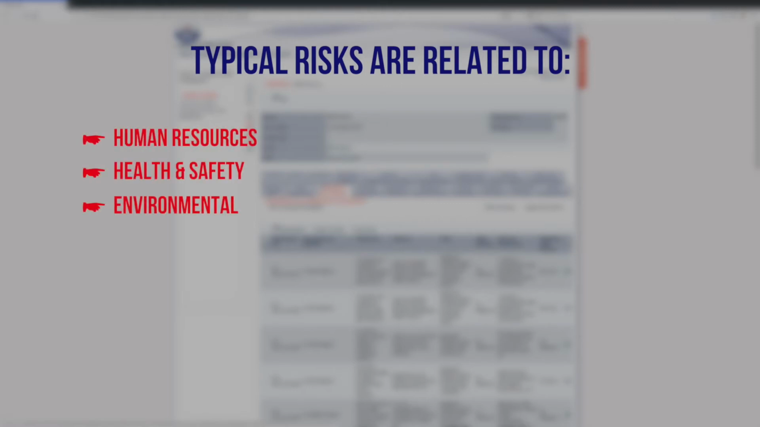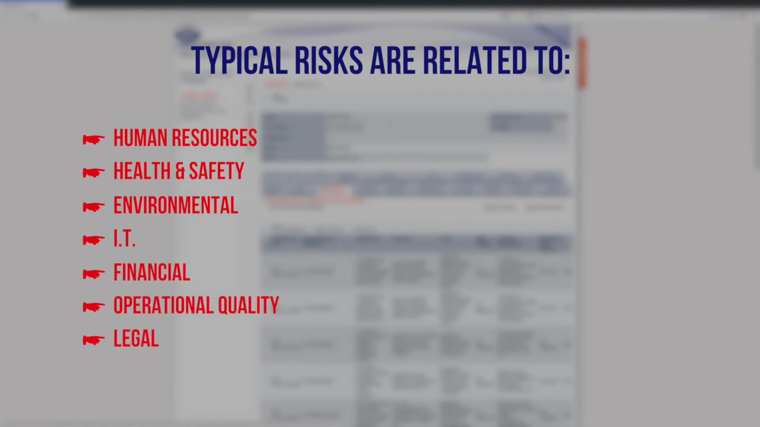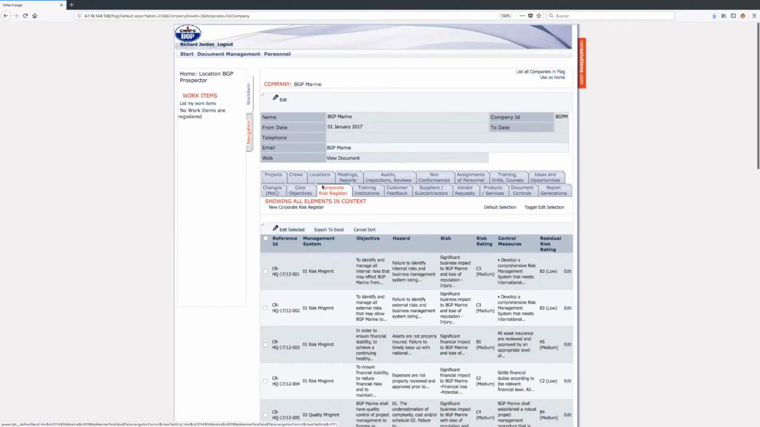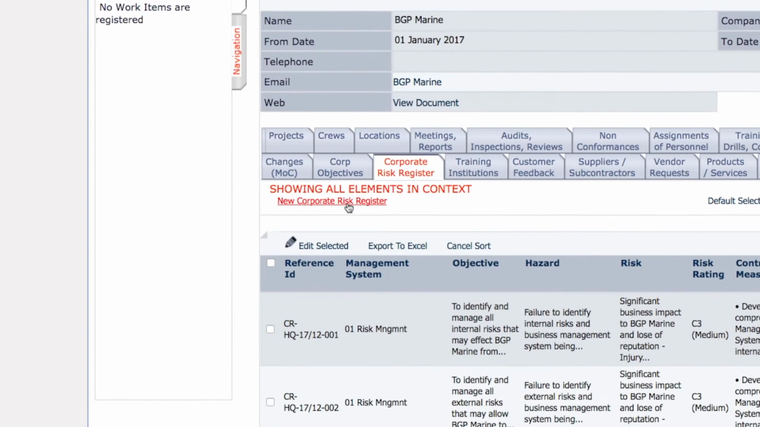Typical risks are related to the following: human resources, health and safety, environmental, IT, financial, operational quality, legal, and reputation. Apart from quality and reputation, the areas identified above may have legal requirements to be adhered to and will require the company to have the appropriate business management systems in place to prevent prosecution or fines. Once you have clicked the Corporate Risk Register tab, you will see the current list of corporate risk. To record a new corporate risk, click on New Corporate Risk Register.